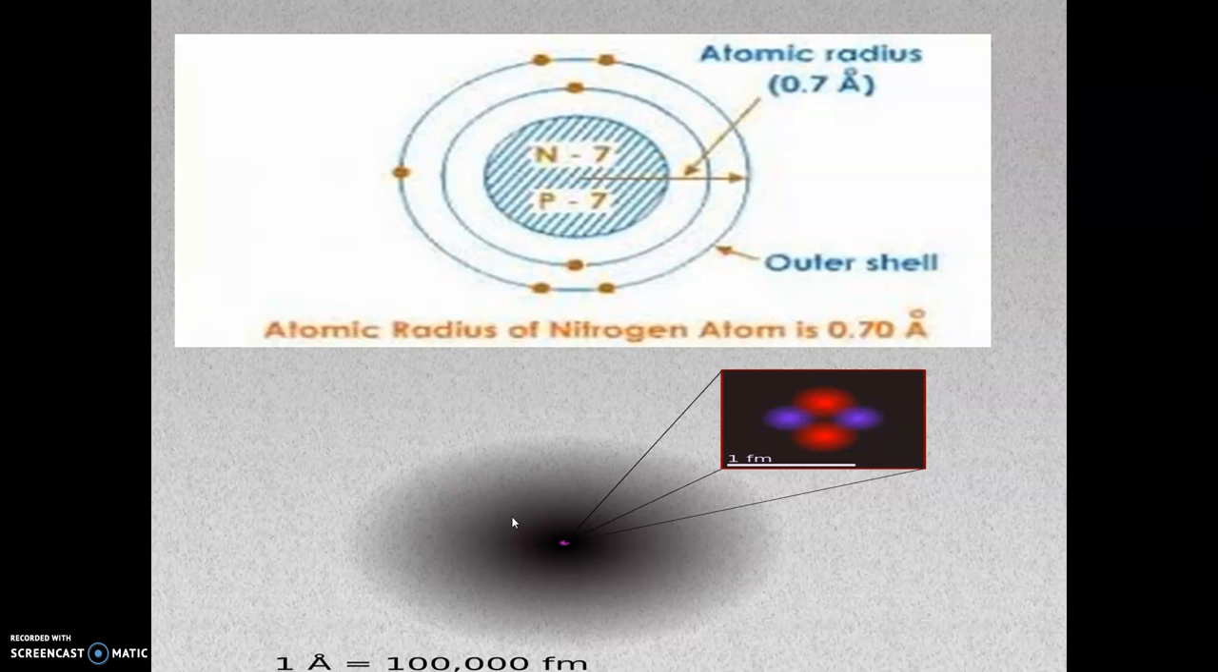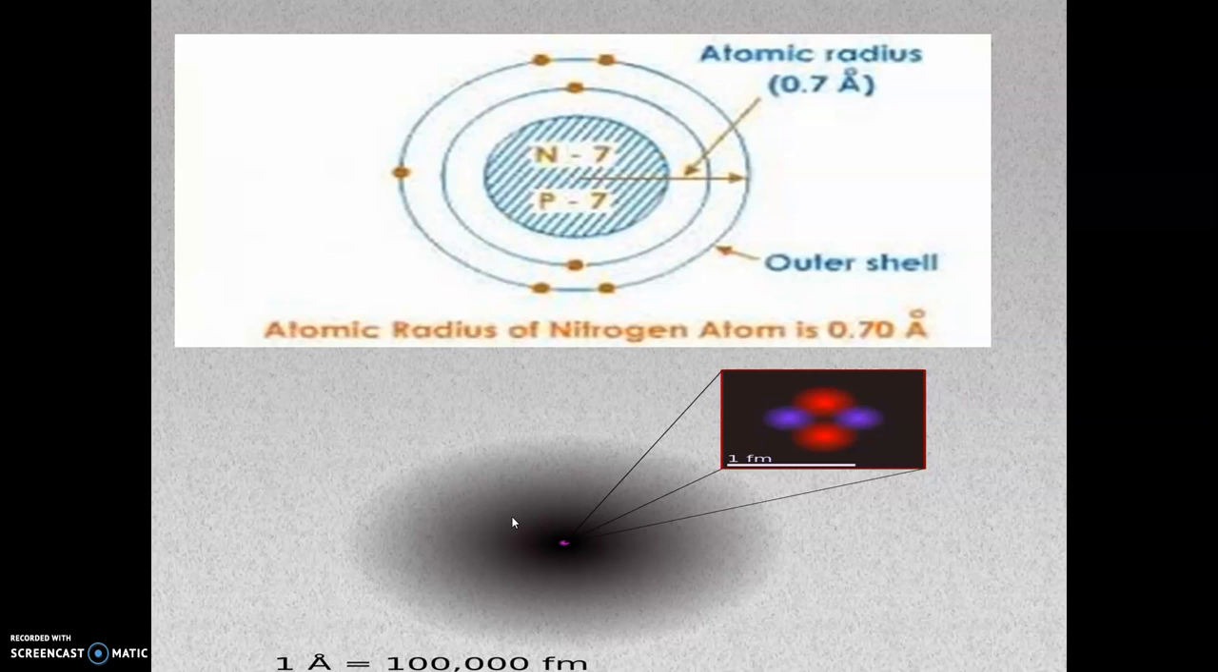So how can we identify the atomic radius of an atom? Here the atomic radius of nitrogen is given as 0.70 angstrom. How can we determine the atomic radius? For determining the atomic radius, we cannot pick one atom, isn't it? So we can measure the internuclear distance between two atoms.